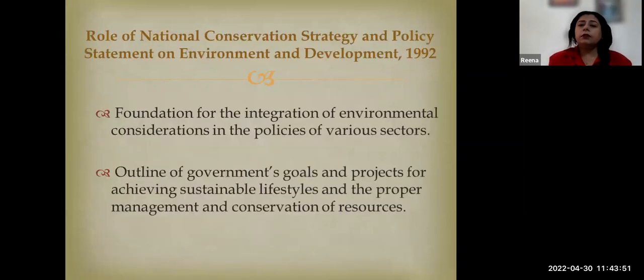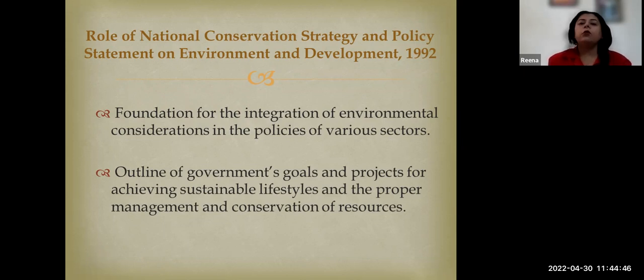Then what is the role of the national conservation strategy and policy statement on environment and development? The foundation for integration of environment considerations was given in these policies. Take integration of environment considerations in the construction industry, for example. Earlier, no construction project required environment clearance, so they did it at their own will and fancy, whether to take up any green area in their project, because their objective was maximum commercial benefit. They took care of aspects which could maximize their commercial gains, rather than going for environment protection.